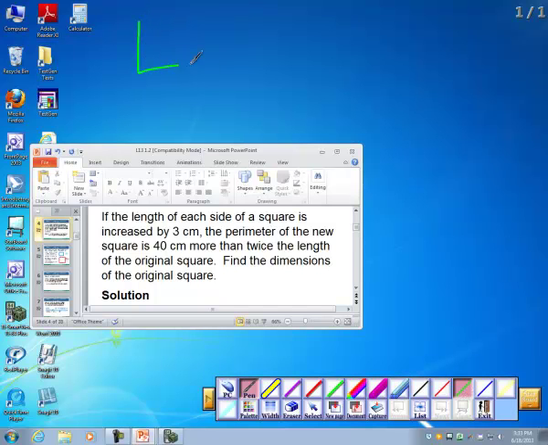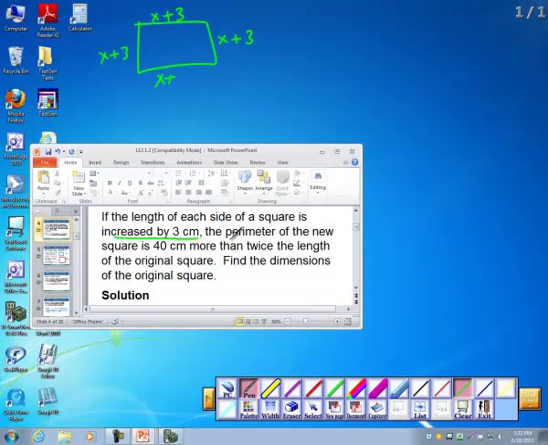So here's our square. Length of each side of the square is increased by 3 centimeters. So we have, here's a side and it has x, but we're saying that each side is increased by 3. So this would be x plus 3. Since it's a square, all the sides are the same, so they're all going to be x plus 3.